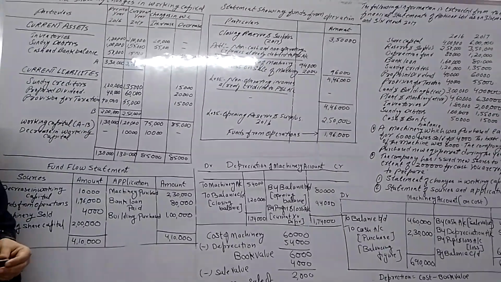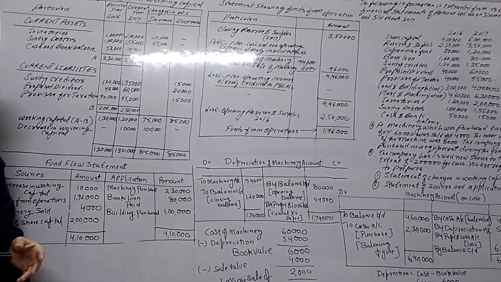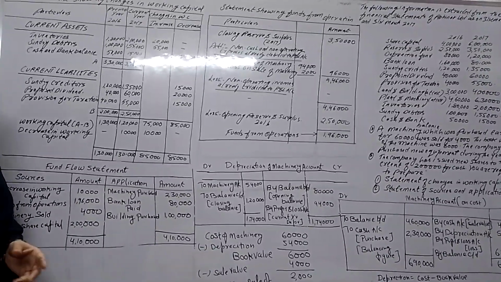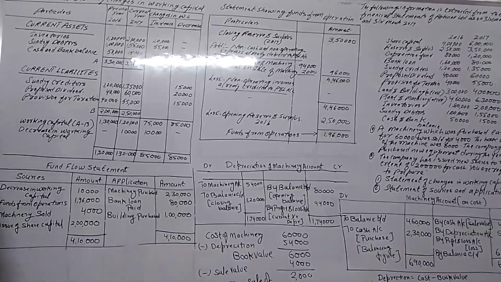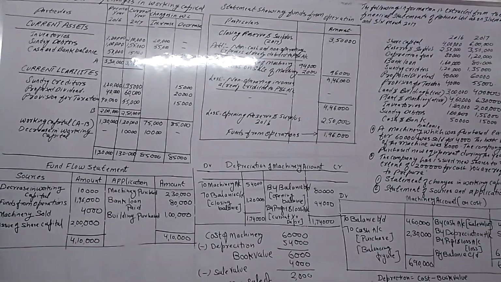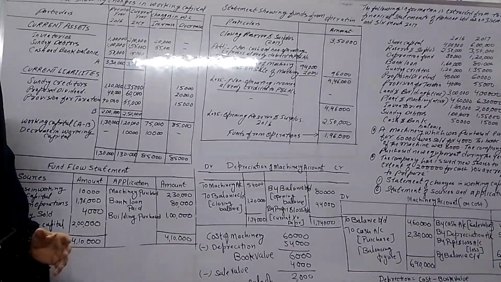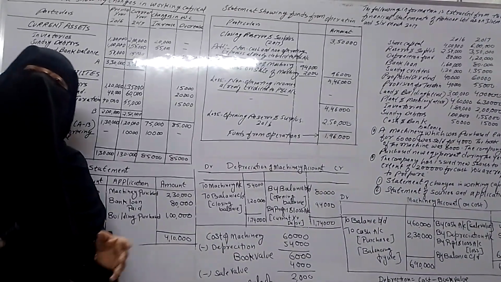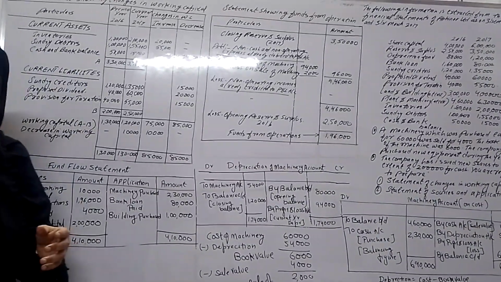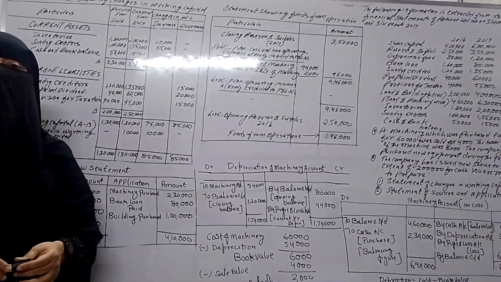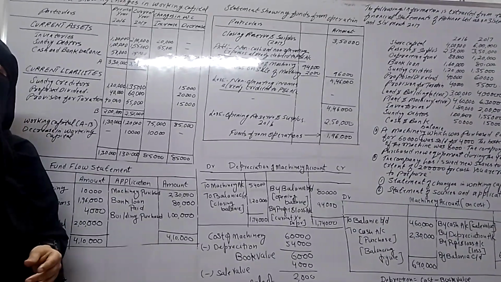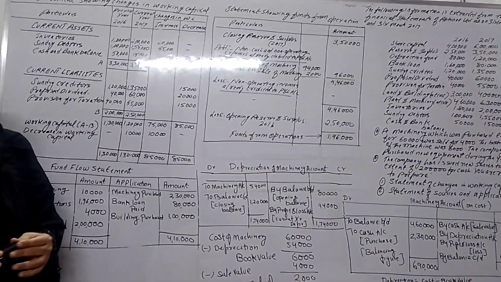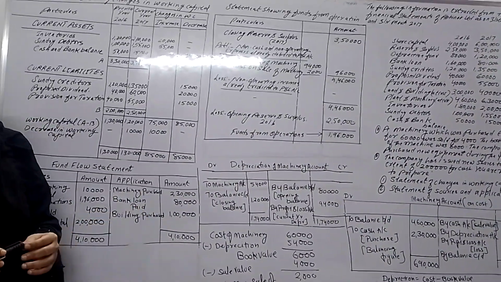Now see what is unit 4. Unit 4 is fund flow analysis. Under fund flow analysis we have to prepare the fund flow statement. But before preparation of fund flow statement, we have to prepare 2 more statements. The first statement is working capital statement and the second statement is funds from operation statement. Then we will be able to do the fund flow statement easily.